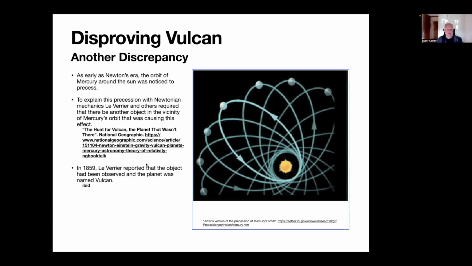In 1859, Le Verrier reported that the object had been observed. They found it. The planet was ultimately named Vulcan. Of course, we know Vulcan doesn't exist. And part of the reason is that Le Verrier's calculations were only partially able to solve the precession problem for Mercury and still left about 43 seconds a century unaccounted for.